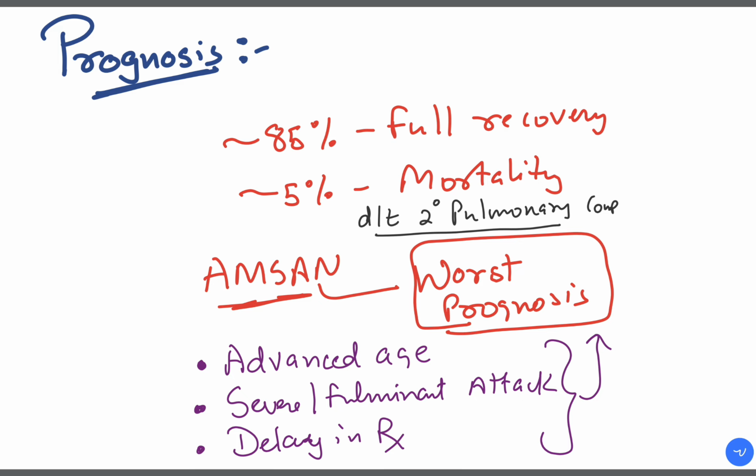Prognosis: roughly 85% of patients with GBS will have full recovery by, let's say, several months to 1 year. But then 5% of the people will have mortality due to secondary pulmonary complications. Out of all the variants, AMSAN has the worst prognosis, and even advanced age, severe attack or delay in the treatment can also lead to worse prognosis and eventually mortality.